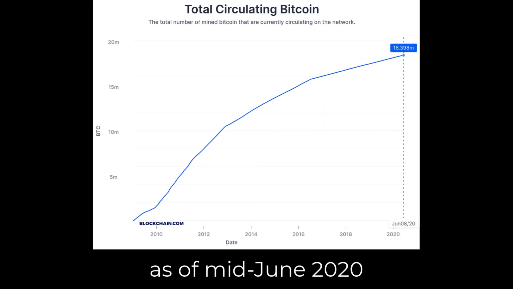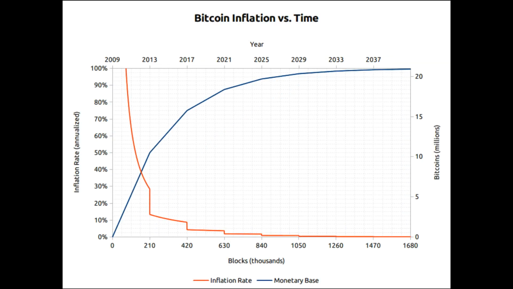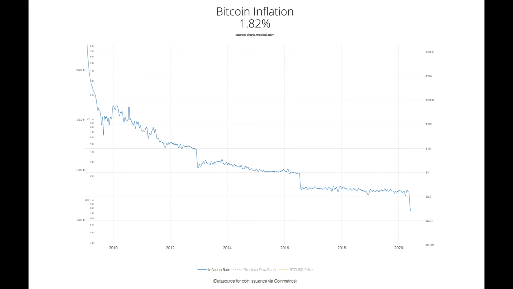Currently, there's about 18.5 million Bitcoin that have been mined. And because of this design, the inflation rate of Bitcoin started off really high but has decreased quickly and is currently at 1.8%. Also, because some people have lost access to their Bitcoins and the inflation rate will continue to decrease, Bitcoin is considered a deflationary currency.